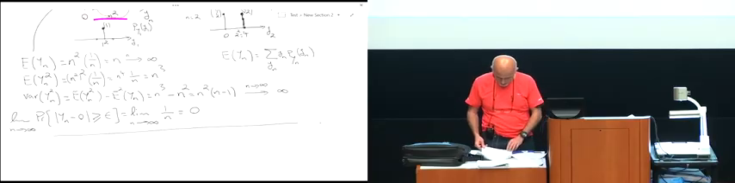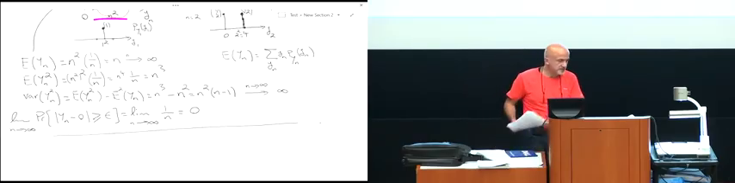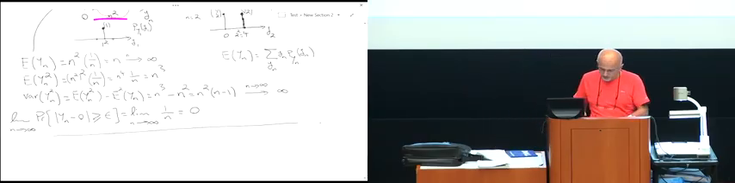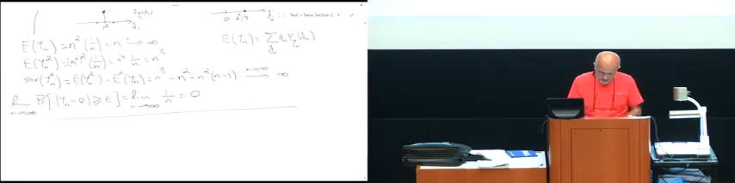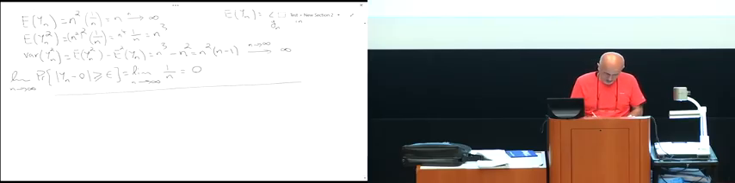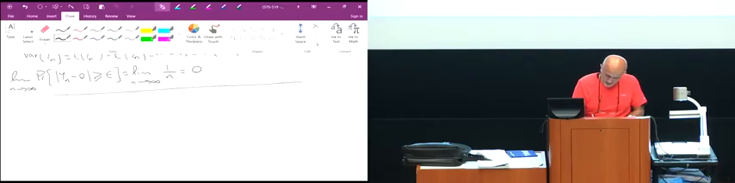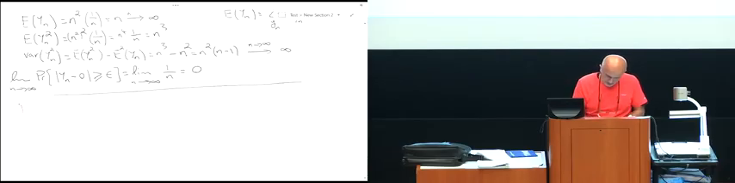So, let's see if we can take a stab at the pollster problem based on what we have studied so far. So let's do the pollster problem. Pollster problem.